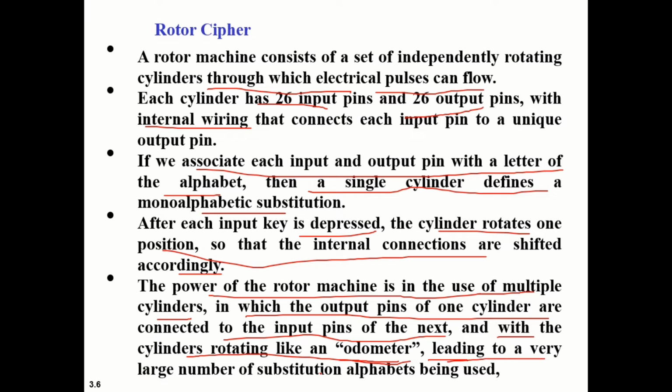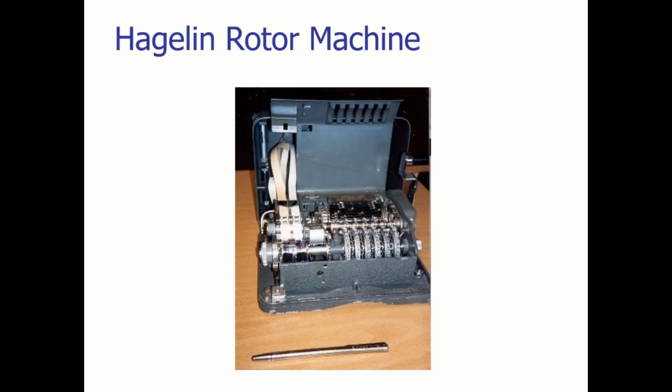So it leads to a very large number of substitution alphabets being used, right? So as we increase the number of cylinders, the complexity will obviously increase, and the number of substitution alphabets that we can use will also increase along with it. So this is about rotor cipher. This is a picture I got for a rotor machine. You can see this is how it looks. Fine.